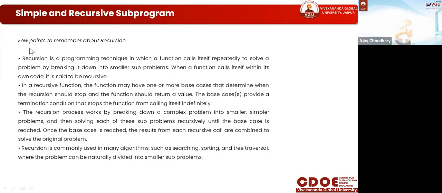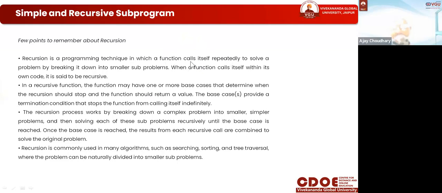Okay. Few points to remember about recursion. Recursion is a programming technique, so it is not suited to every programmer. Some programmers use simple subprograms, but some use recursive subprograms. So what is the key difference when we use recursion? Recursion is a programming technique in which a function calls itself. Function call means when we write any function and we initiate that function, we call that function. If the function is called by itself, that means it is a recursion.